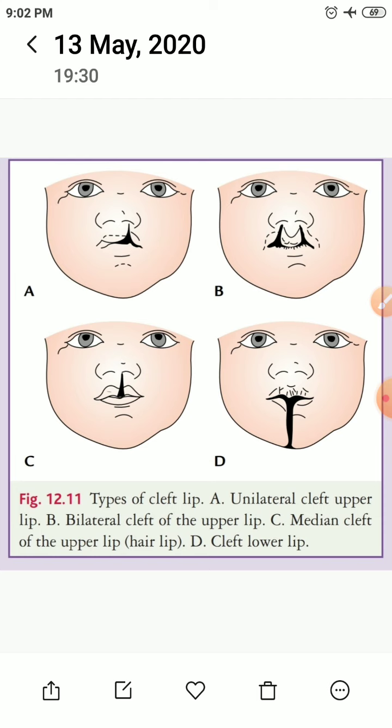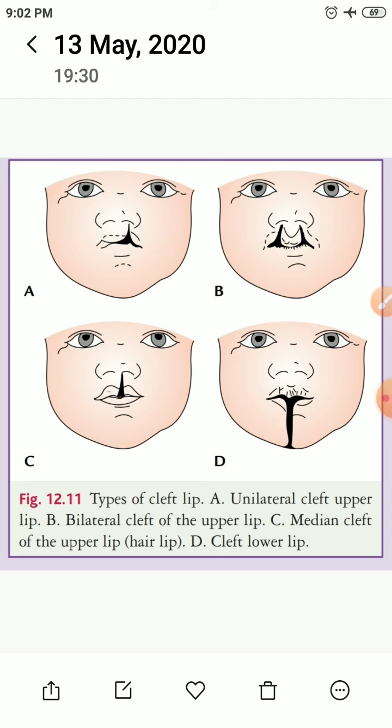So the palate has two parts, hard and soft palate. The hard palate has a different development. Later it gets ossified to form bone within it. The soft palate doesn't get ossified, and is made up only of muscles within it.